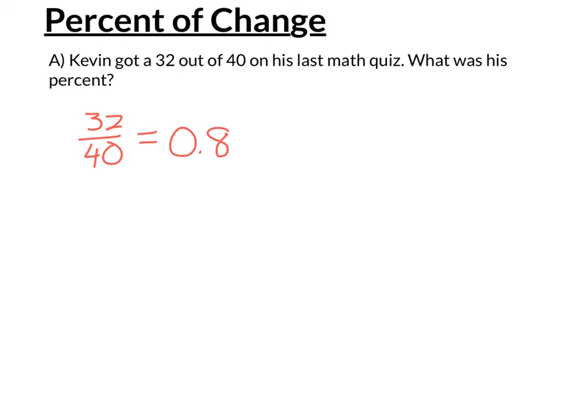Now to turn it into a percent, we just move the decimal 2 places to the right. It's always 2 places to the right. And this missing space right here we can just fill in with the 0. So 0.80 becomes 80%. Okay, so that's one quick way to turn a fraction into a decimal and then into a percent.